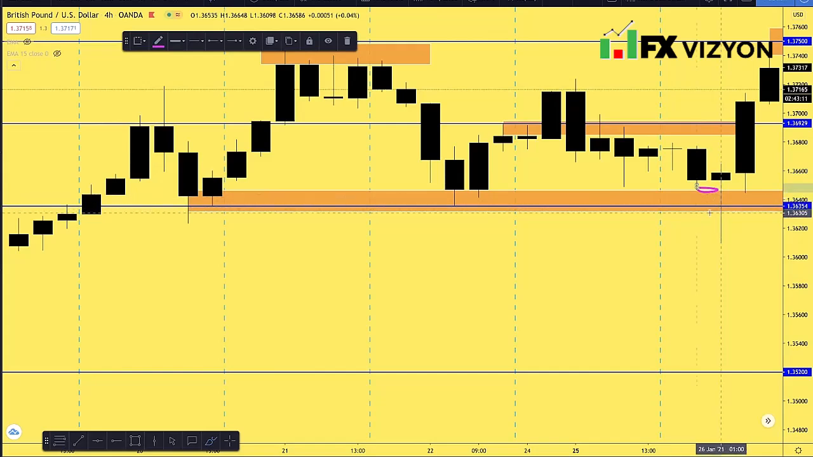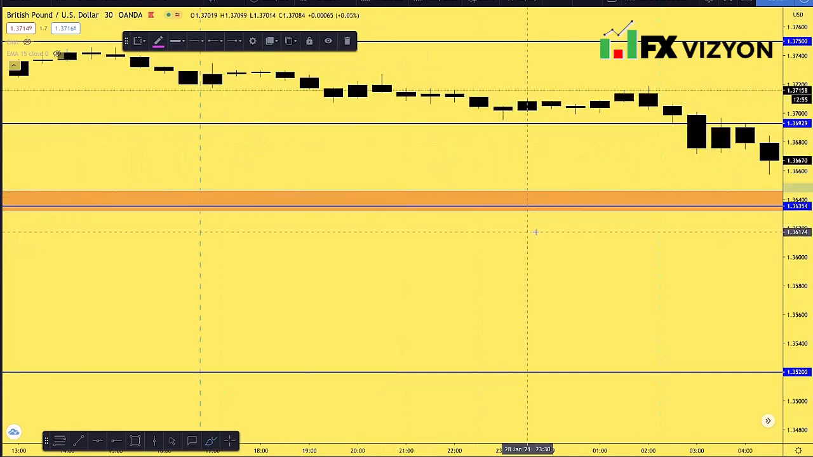At 0100, we noticed that the price started to dance around this area and it bounced up and came back up here. So now let's notice this here on the 0100 area on the 30-minute time frame. So the 26th of January, 0100.